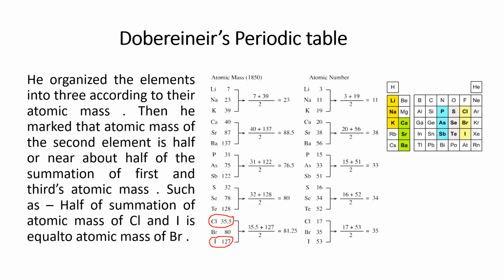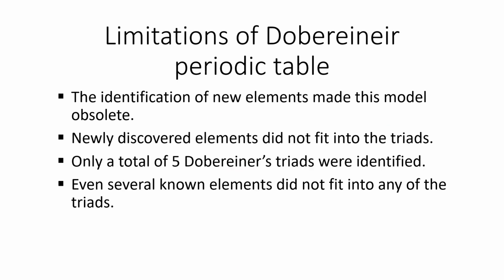And according to atomic number, we see the same result. The atomic number of bromine and the one we get after calculation are the same. Here you see the law. According to the law of triads, there are 5 groups: 1, 2, 3, 4 and this 5.